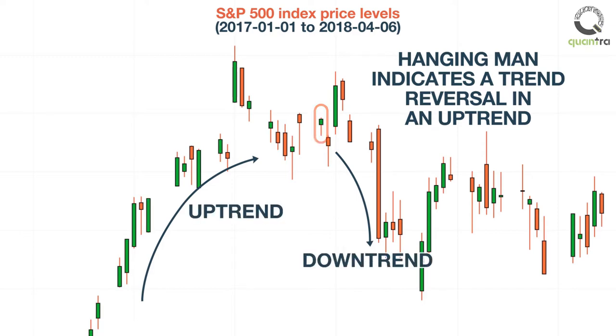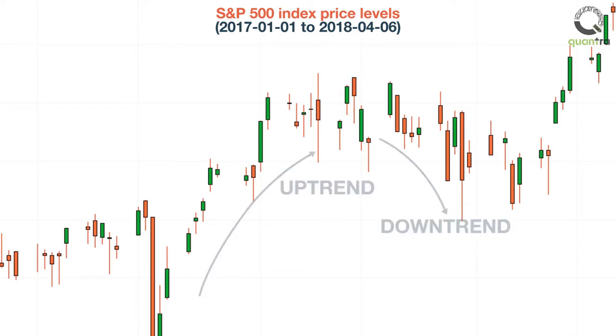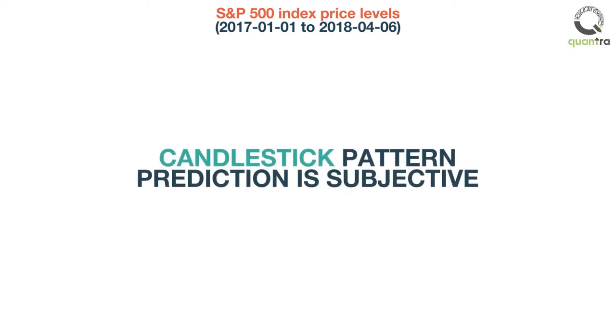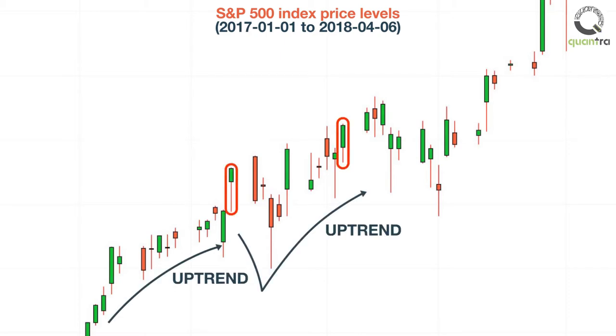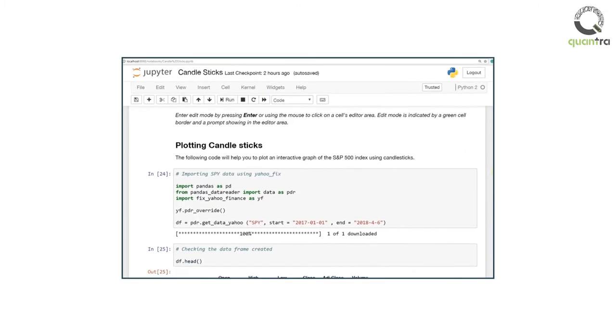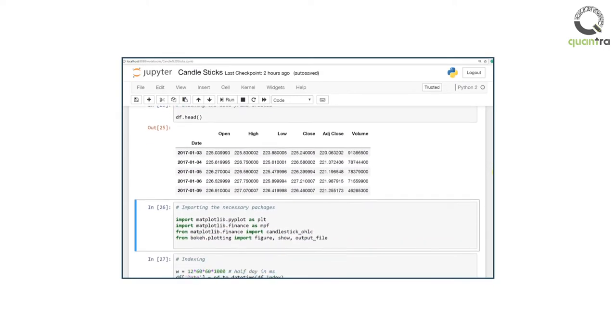Here you can have a look at a few patterns in our candlestick chart. However, just like any other technical analysis, candlestick pattern prediction is subjective and not foolproof. Have a look at this, where the markets have risen even after the appearance of a hanging man. Further, we will even learn how to plot this candlestick pattern using Python in the upcoming IPython notebook.